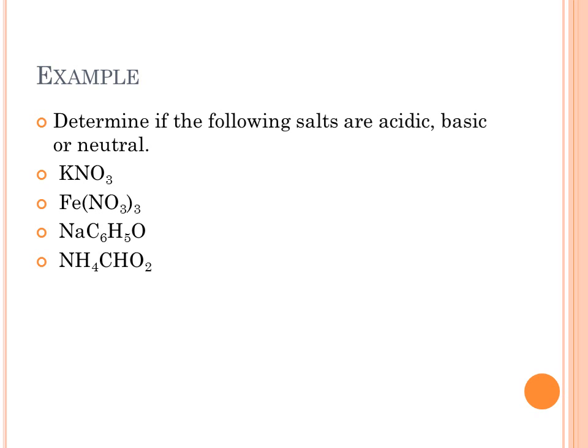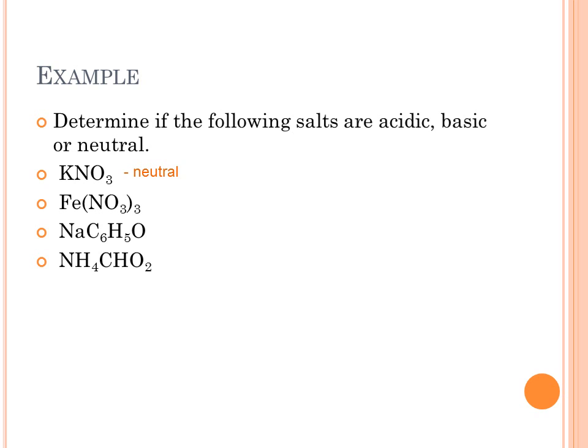So let's determine whether these salts are acidic, basic, or neutral. We're not calculating anything, we're just determining acidic, basic, or neutral. Potassium nitrate. Potassium comes from potassium hydroxide, which is a strong base. Nitrate ion comes from nitric acid, a strong acid, so we have that strong acid, strong base salt, so that would be neutral.